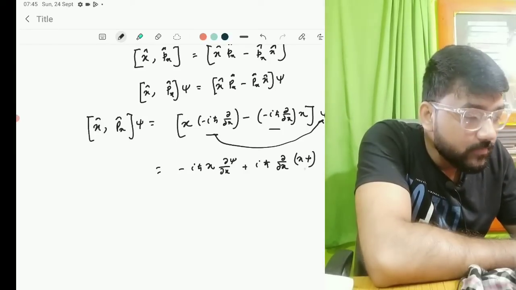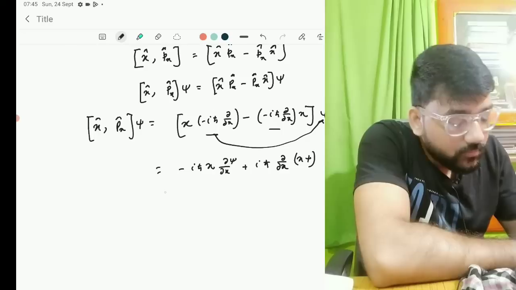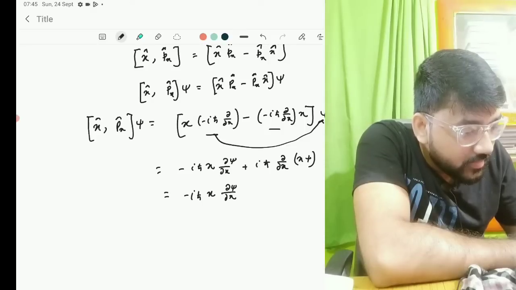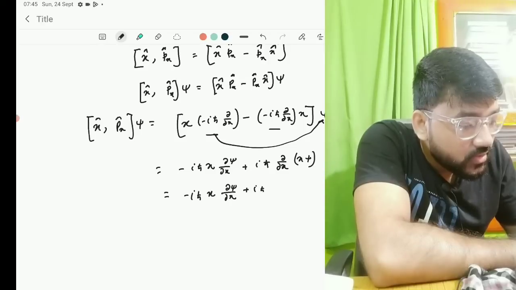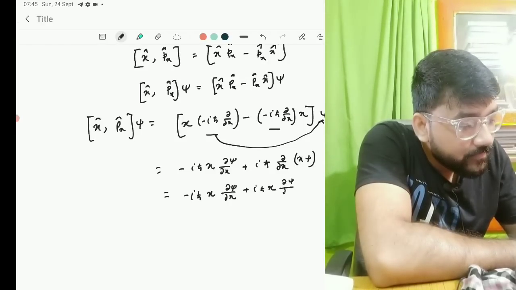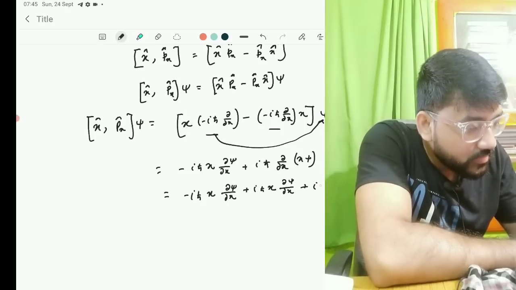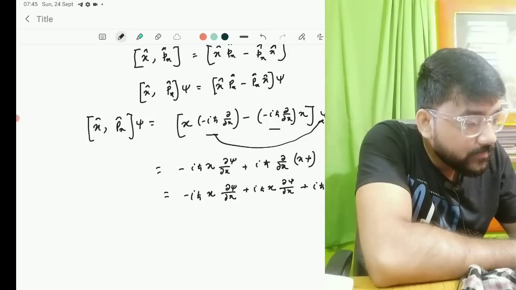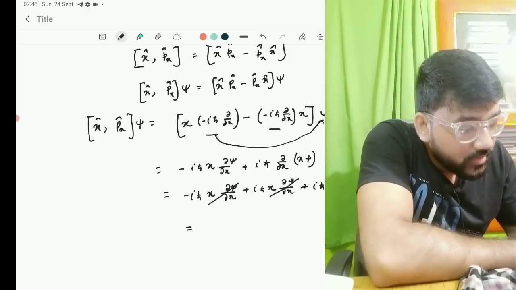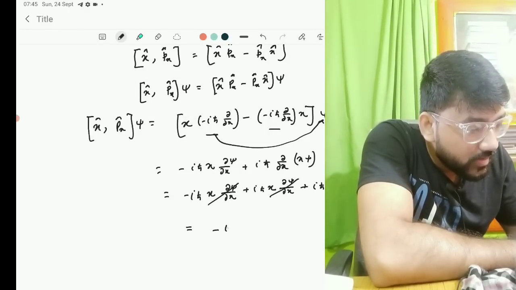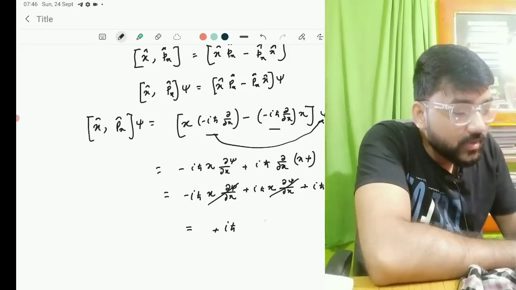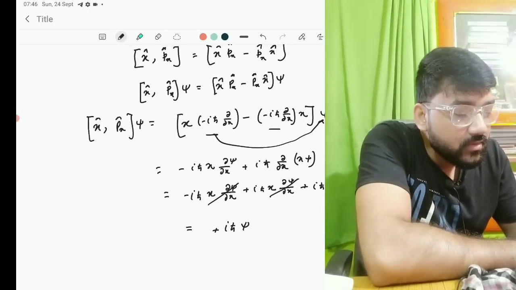So you have to differentiate x and psi with the UV rule. It will be minus i h cross x del psi del x plus i h cross. First let us fix x: i h cross x into del psi del x, plus now i h cross psi times del x of x. That will be just 1, and the first terms cancel out, you can see. So it will be just plus i h cross psi.